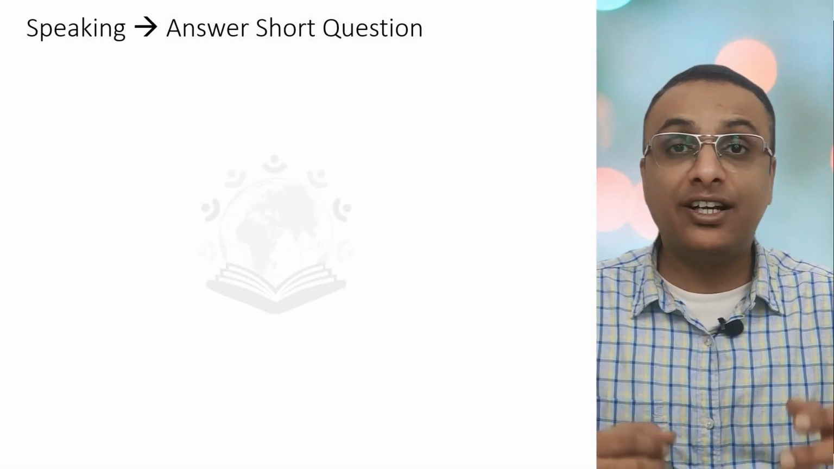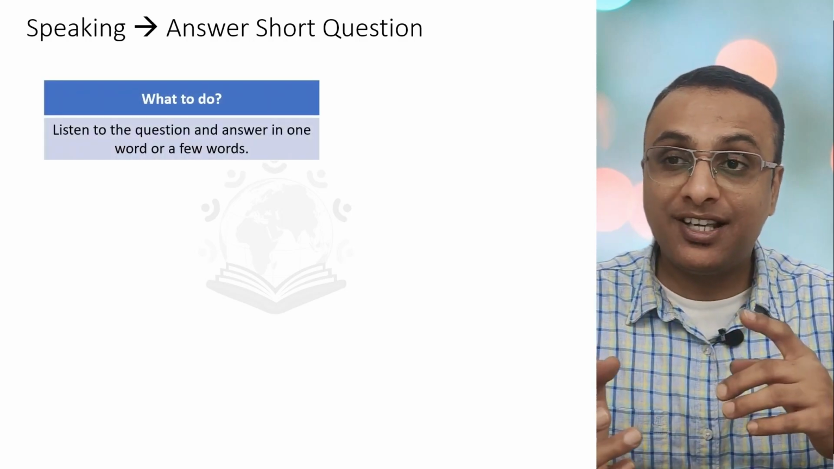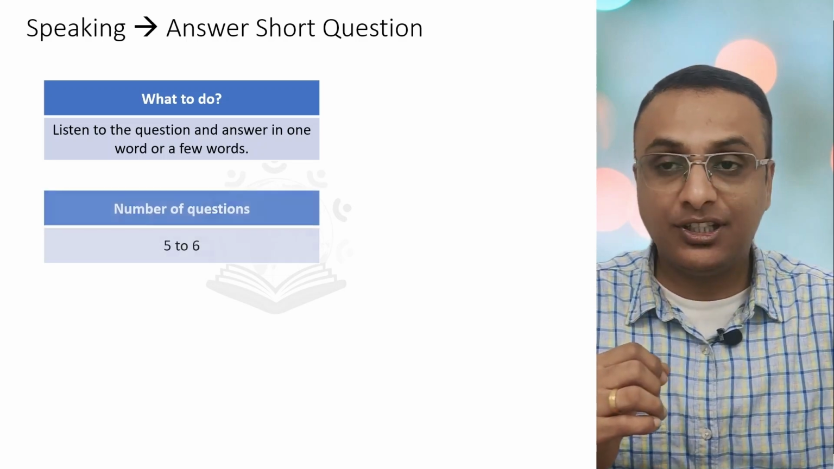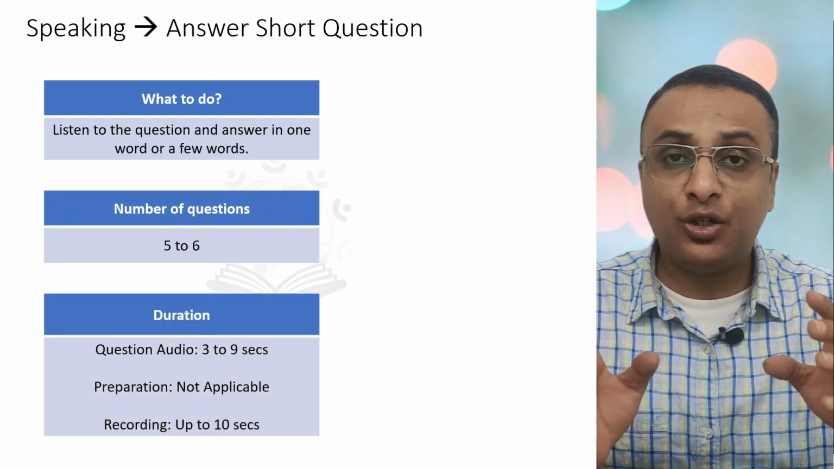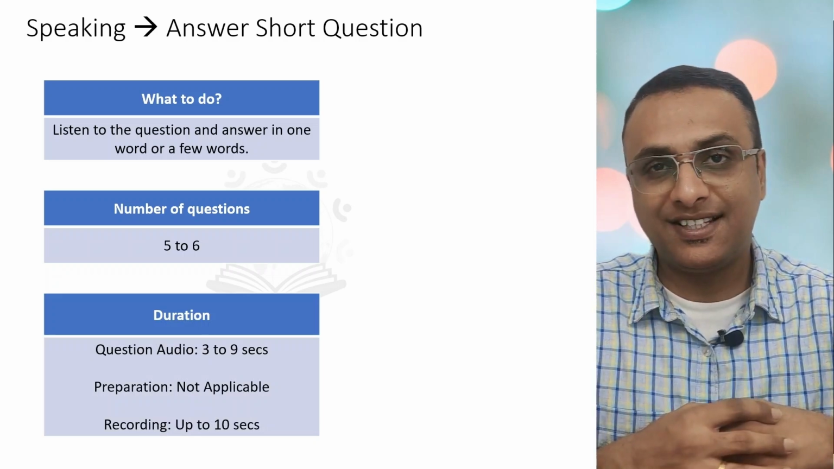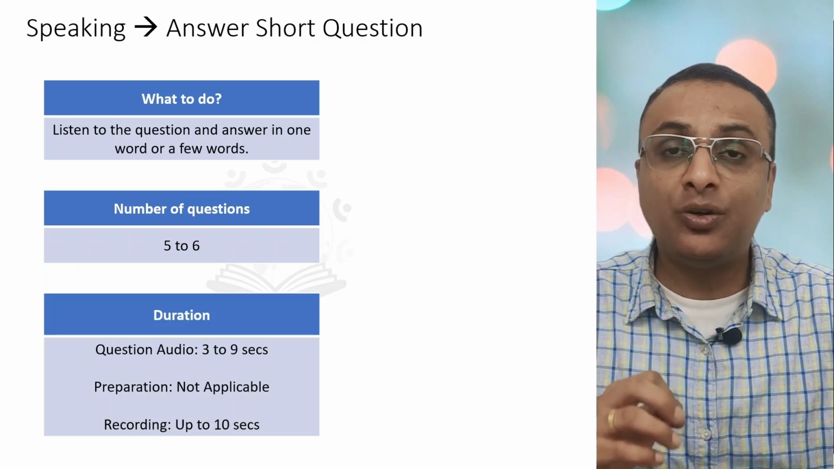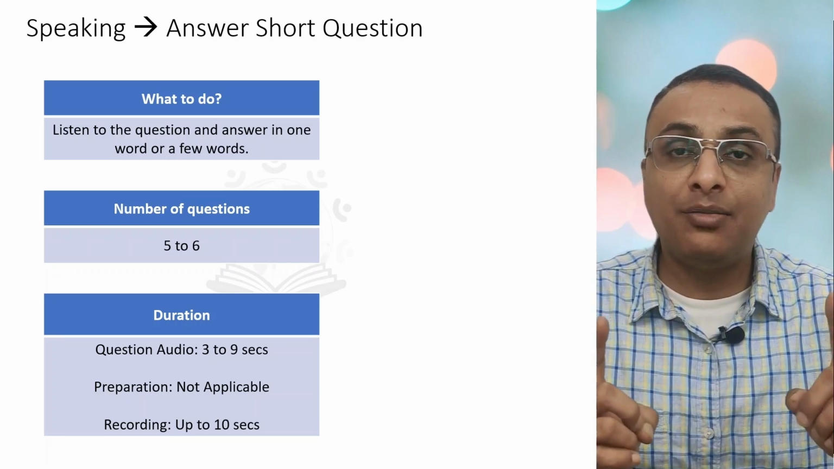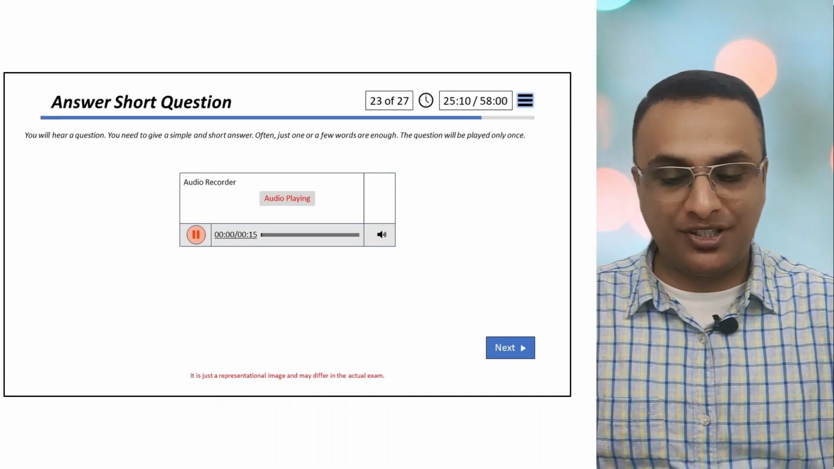Let's understand what needs to be done as per PTE for answer short question. Remember, PTE says to listen to the question and answer it in one word or in a few words. You get 5 to 6 questions for this question type. Next, duration. The length of the audio would be anywhere between 3 to 9 seconds. Once the audio completes, there is absolutely no preparation time. Soon after that, when it says recording, you need to come up with an answer, and the recording time is just 10 seconds.